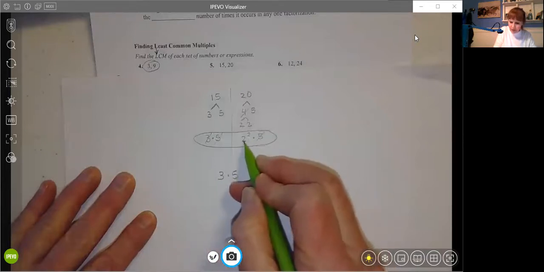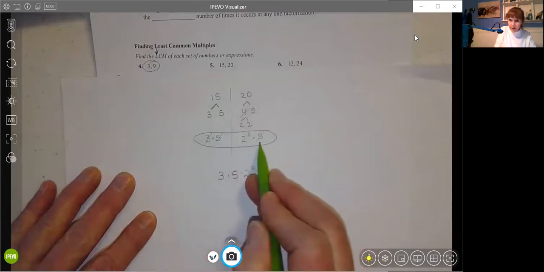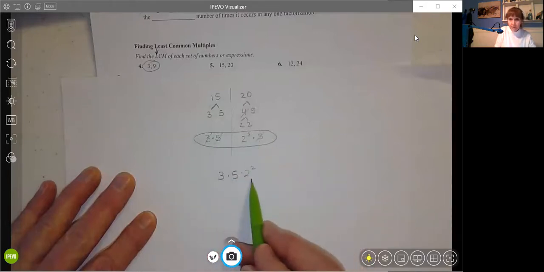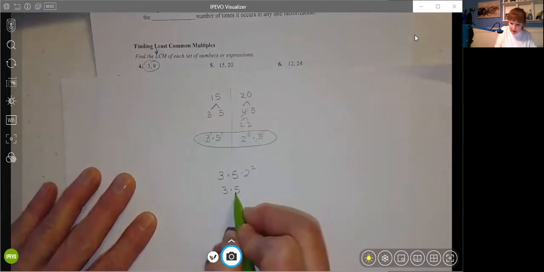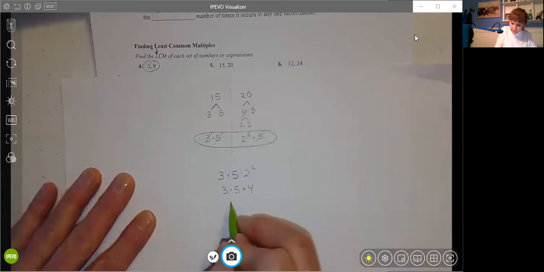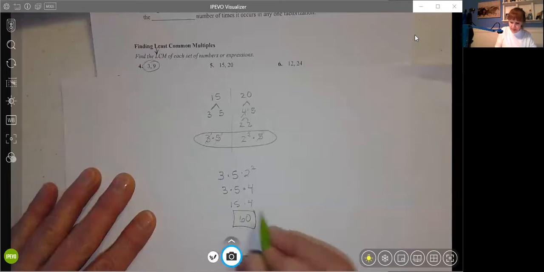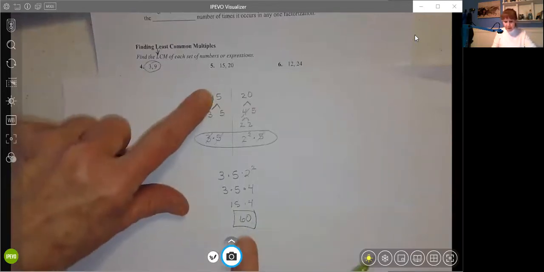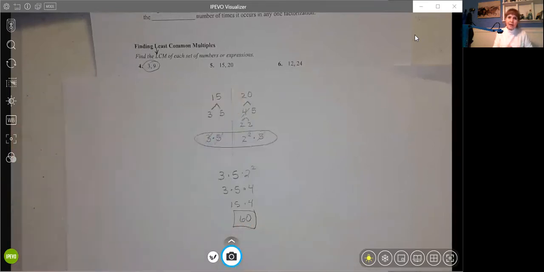Then we have this 2 squared. So everything here is taken care of. So there's your answer. 3 times 5 times 4, or 15 times 4, or 60. Both 15 goes into 60 and 20 goes into 60. That's your least common denominator.